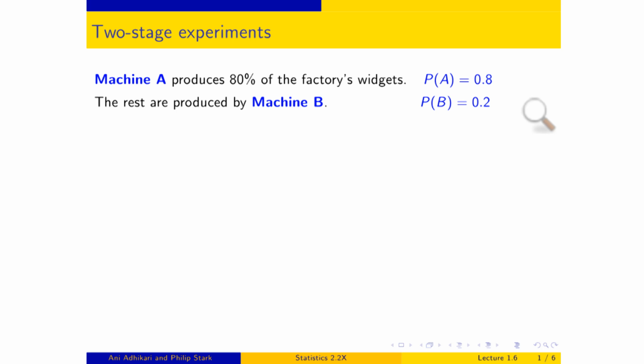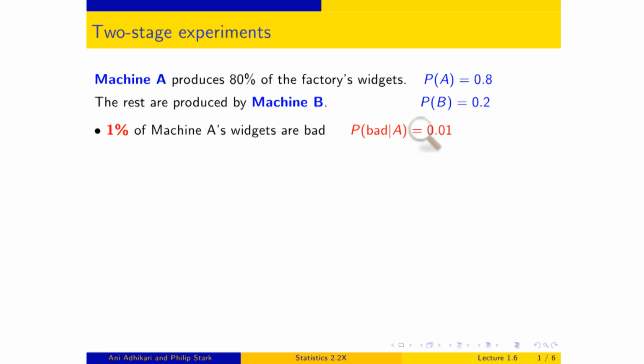And the second stage is you take a look at it. It's either a good widget or a bad widget. 1% of machine A's widgets are bad. So what does that mean? That means if you restrict your attention to the widgets produced by machine A, then out of those, 1% are bad. So in the language of probability, the probability that a randomly picked widget is bad, given that it came from machine A, is 1%.